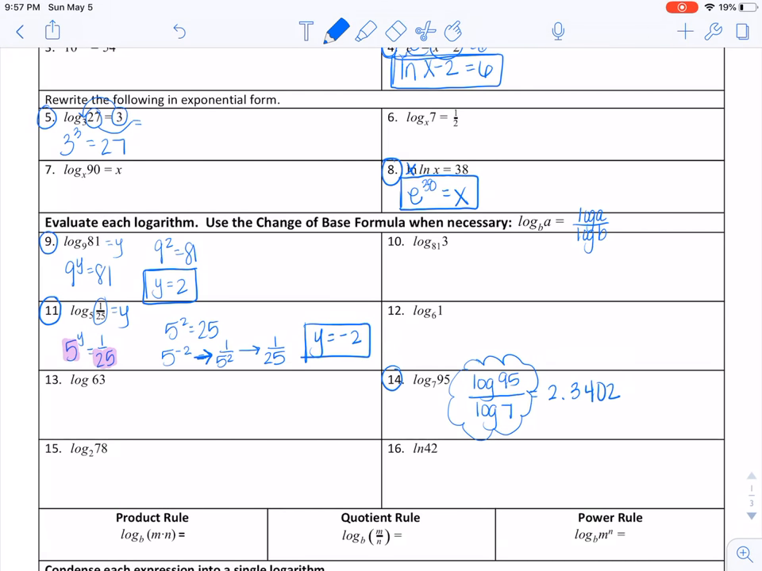And so let's look at 16. So we have the natural log of 42. Well, again, we're going to use the change of base, and so we have log 42 over log e, which is going to give us 3.7377.